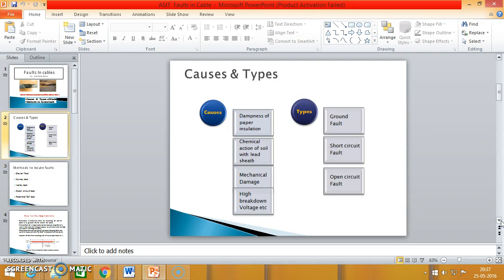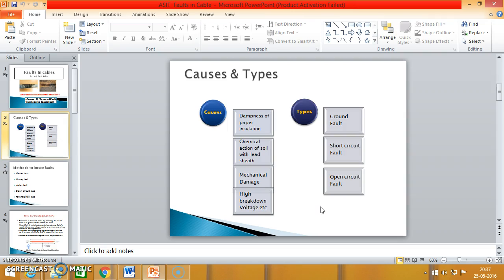First I want to discuss about causes. There are 4 causes. First one is dampness of the paper insulation. Second is chemical action of the soil with lead sheath. Third one is mechanical damage. And the last one is high breakdown voltage, etc.